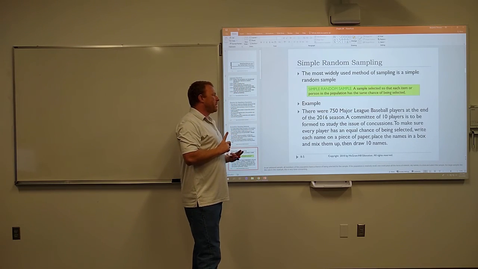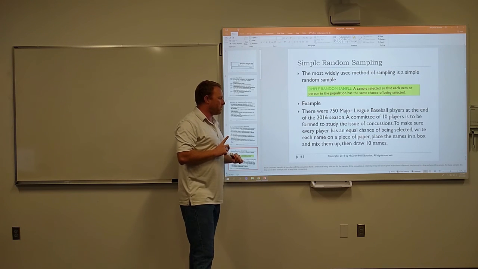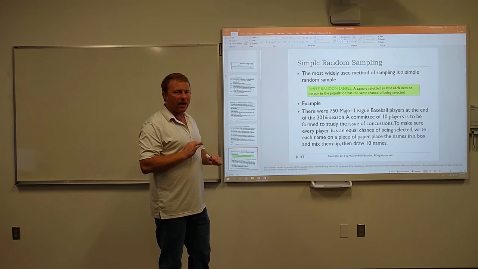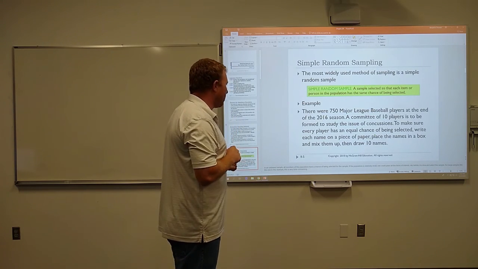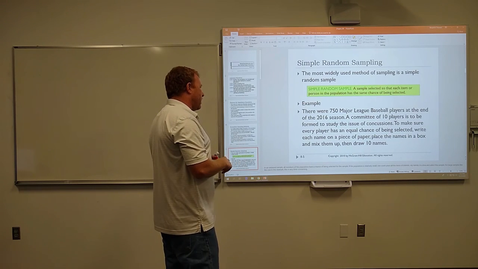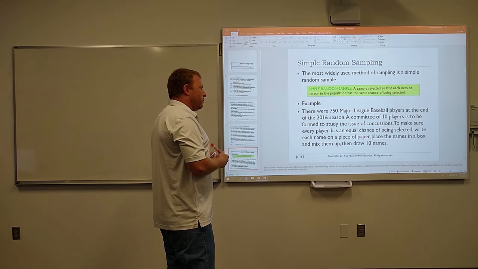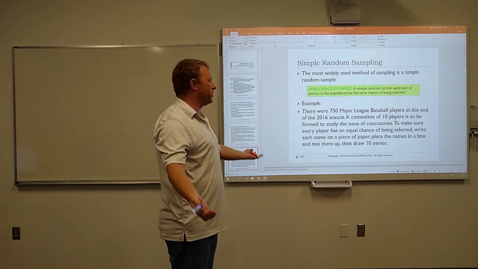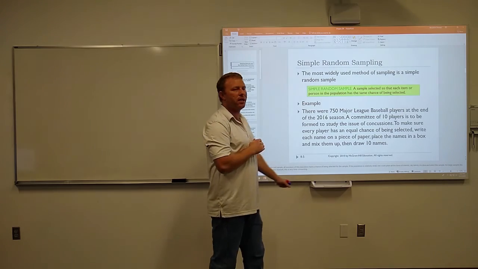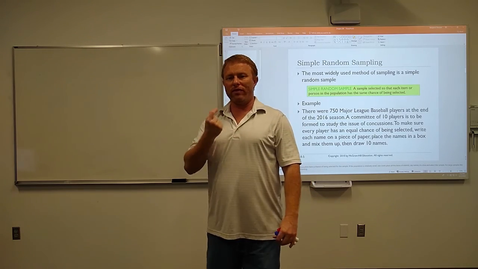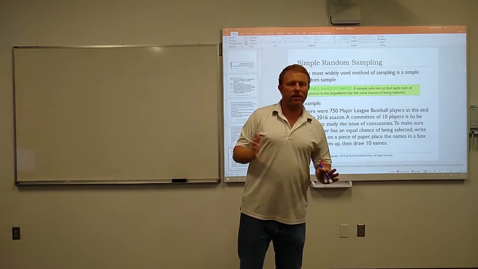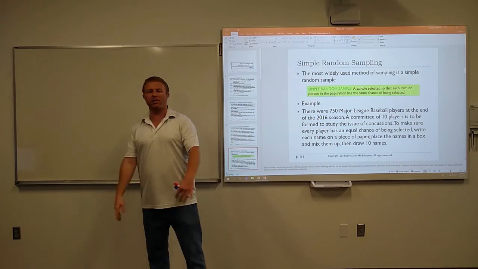There were 750 Major League Baseball players at the end of the 26th season. A committee of 10 players is to be formed to study the issue of concussions in baseball. I did not know concussions were such a big deal in baseball, but anyway, maybe stealing home or running into the catcher, that's all I could think of. But anyway, to make sure every player has an equal chance of being selected, write a name on a piece of paper. That's what we were just talking about. Place the names in a box and mix them up, draw 10 names. So they need 10 out of the 750 players. And so there's an even chance of each one of those 750 being picked, aren't they, to constitute that committee of 10. Okay, so simple random sample, not that complex.